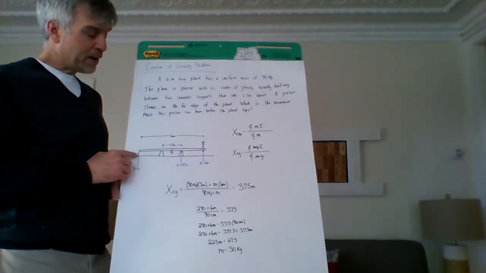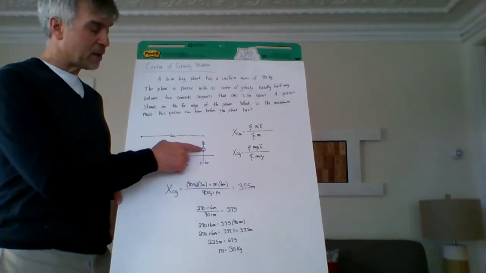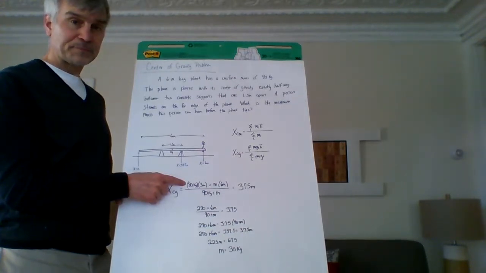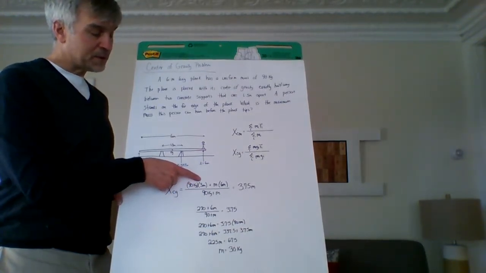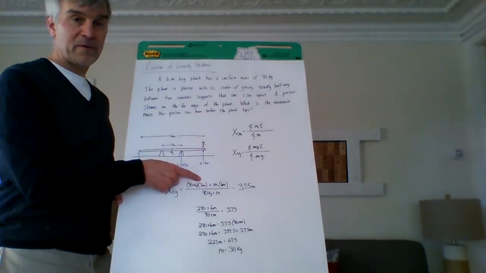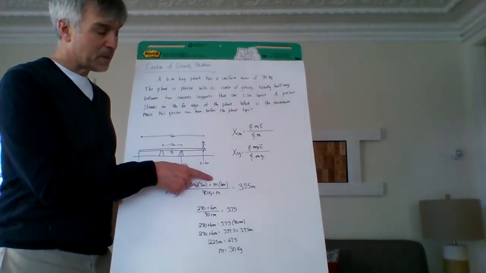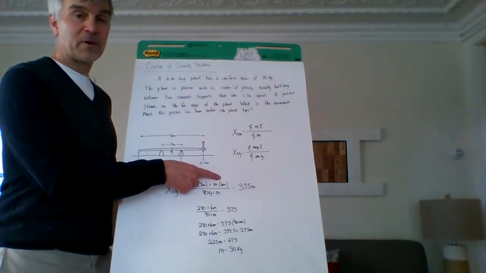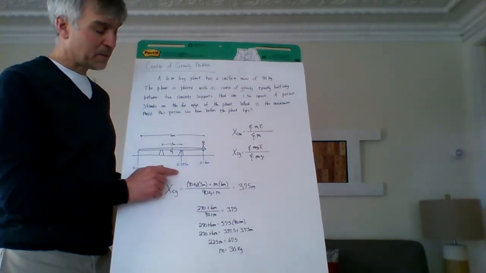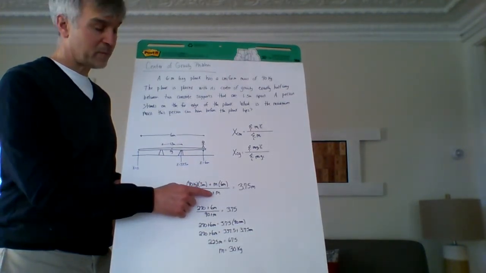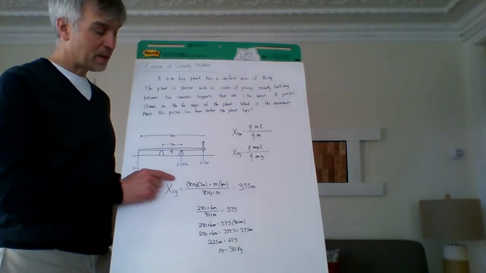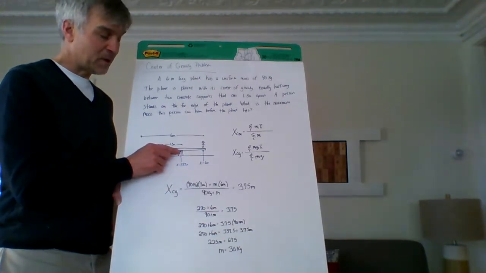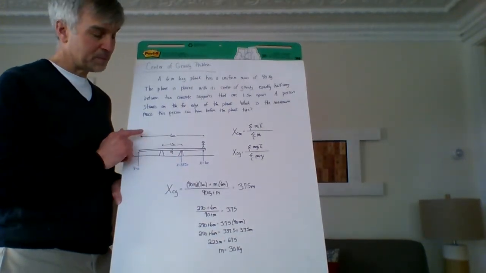So I want to find the center of gravity for the plank and the person together. I'm going to take the plank's mass times the distance from the origin to the center of gravity of the plank, plus the person's mass, which I'm calling m, times his distance from the origin, which is 6 meters. And then I'm going to divide by the total mass, which is the mass of the plank plus the mass of the person. And that can't be any further than 3.75 meters from the origin. Once it gets past that point, the plank tips.